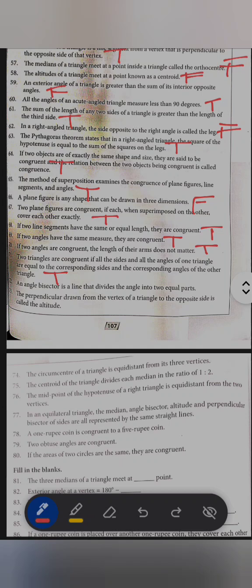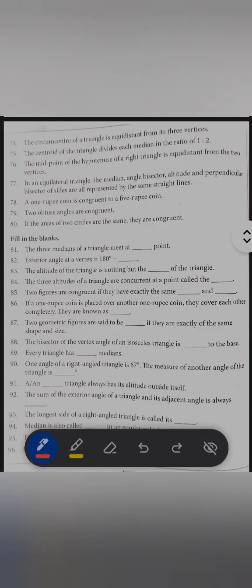Next, question number 72. An angle bisector is a line that divides the angle into two equal parts. Yes, that is correct. The perpendicular drawn from the vertex of a triangle to the opposite side is called the altitude. Yes, that is correct. The circumcenter of a triangle is equidistant from the three vertices. Yes, that is correct. Next, the centroid of the triangle divides each median in the ratio of 1:2. Here the centroid divides each median in the ratio 2:1, not 1:2. So this statement is false.